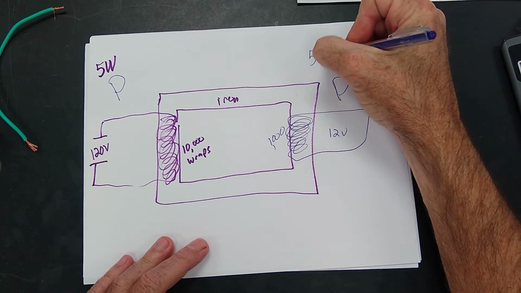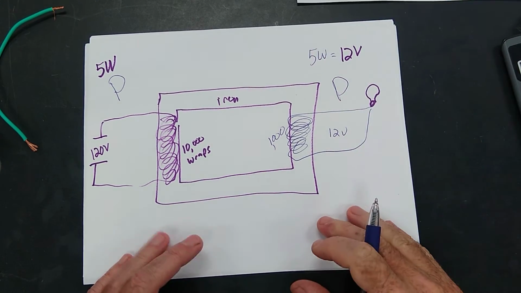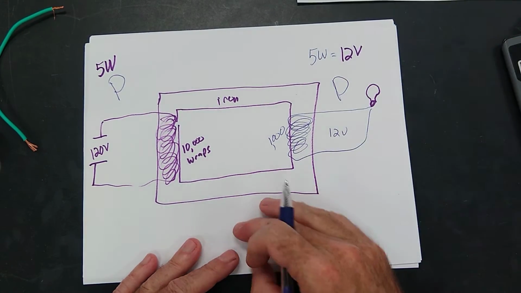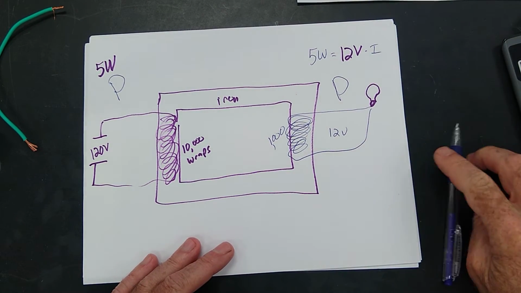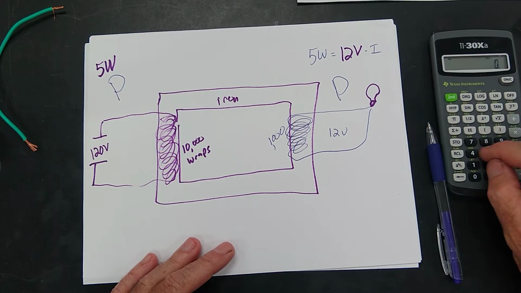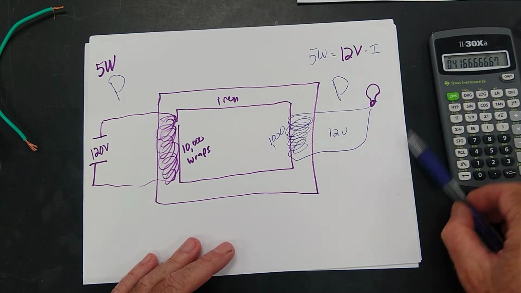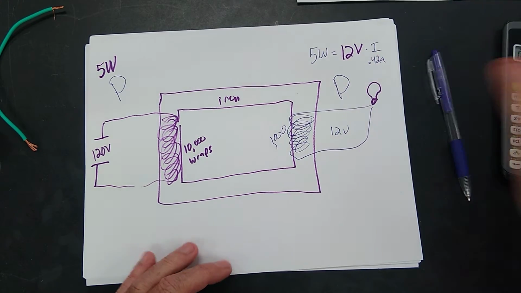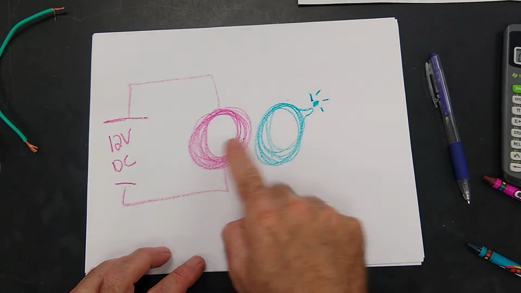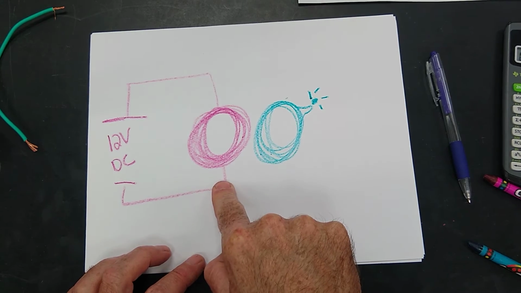So if I've got 5 watts and 12 volts, what is the amperage running through this bulb? That's right. 12 times what equals 5? So 5 divided by 12 equals 0.42 amps. Good job. These two coils are very similar.